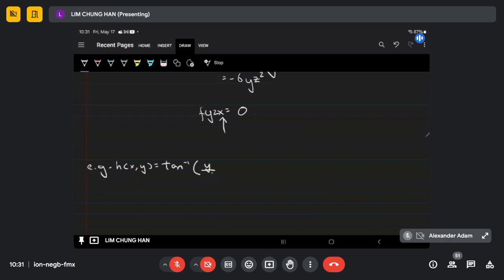Okay, so this one I'm gonna go through with you. This one's not very easy. Now we have this function. I'm not gonna use f, I use h here, but it means the same thing. I have a function here, which is inverse of tangent y over x. This looks a bit scary. I'm scared as well actually, but we'll try to do it together.